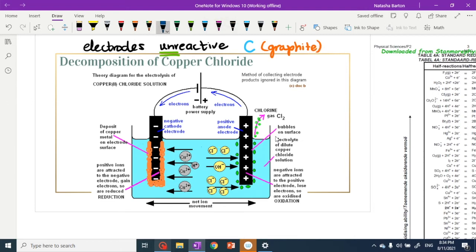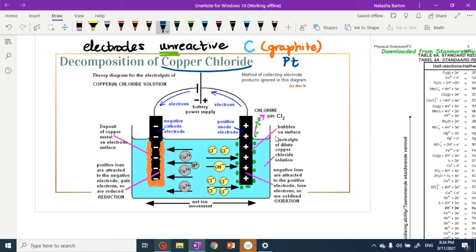Another type of unreactive electrode that you should be familiar with is the platinum electrode, like the one that was used in the standard hydrogen electrode. Platinum is an unreactive electrode. And in your copper chloride electrolytic cell, where we have the decomposition of copper chloride, we have unreactive electrodes.